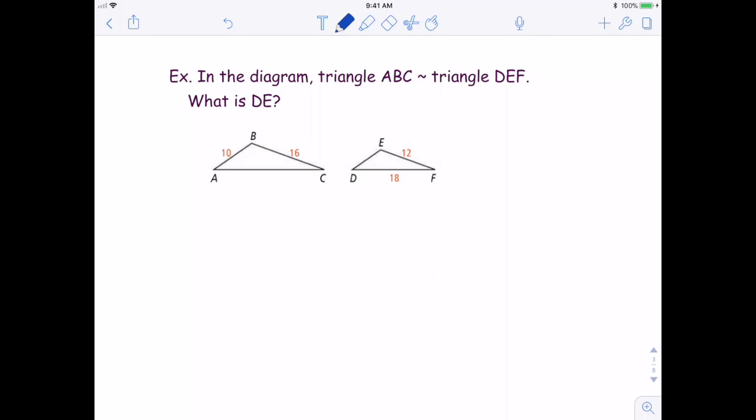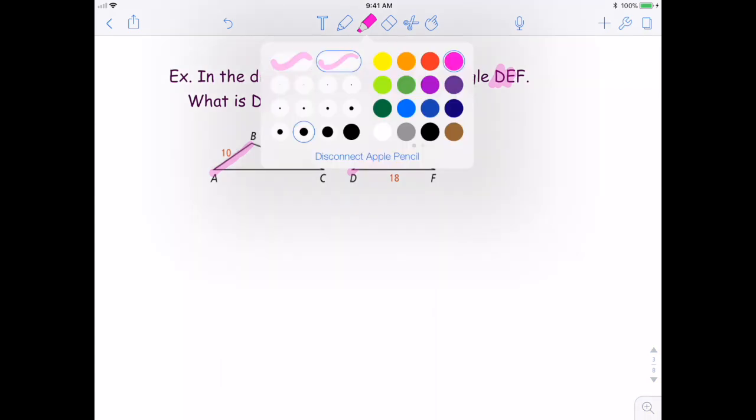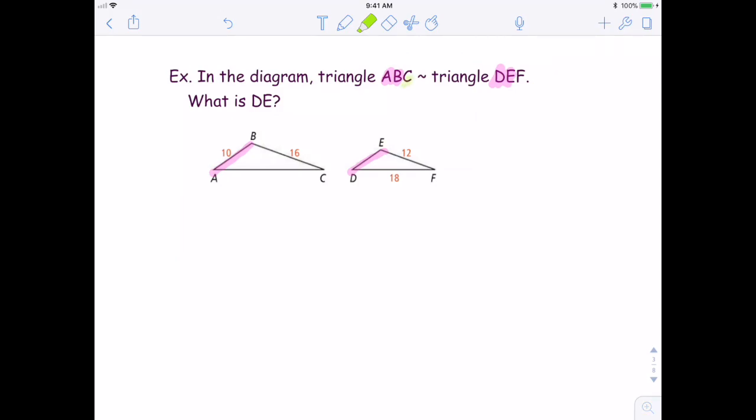So when I look at this example, it says triangle ABC is similar to triangle DEF. So when I look at my similarity statement, I can see that side AB corresponds to side DE. They're in the same corresponding spot. I can also see in my similarity statement that side BC corresponds with side EF. So BC and side EF. Well, it is telling me we'll find out what DE is.